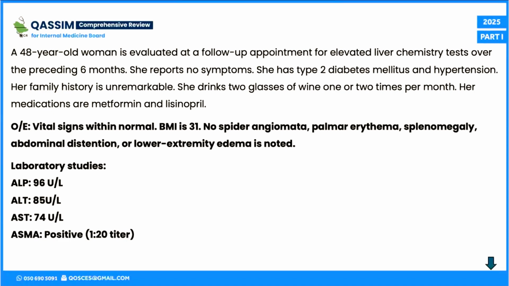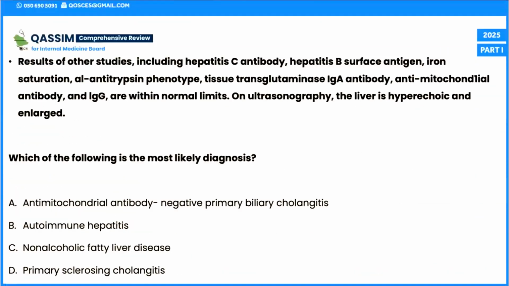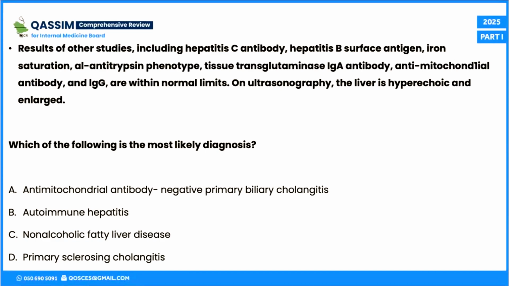Liver enzymes show mild elevations in the AST/ALT. Alkaline phosphatase is within normal. Anti-smooth muscle antibody is mildly elevated. Results from other studies, including viral hepatitis serology, are unremarkable. Iron saturation and alpha-1 antitrypsin studies are unremarkable. TTG IgA is unremarkable. AMA is unremarkable. Total IgG is unremarkable. Ultrasound of the liver shows a hyperechoic and enlarged liver. Which of the following is the most likely diagnosis? Can we put the poll, please?